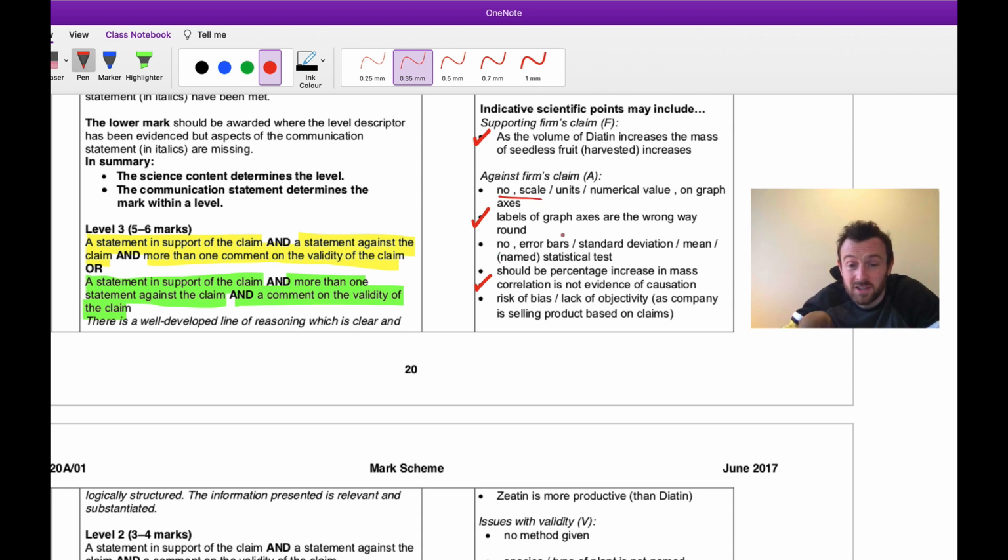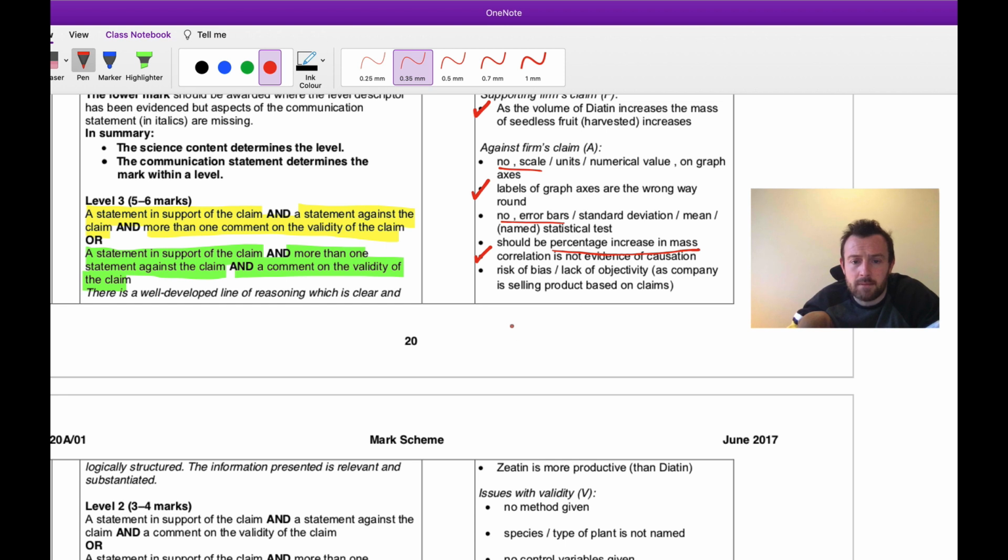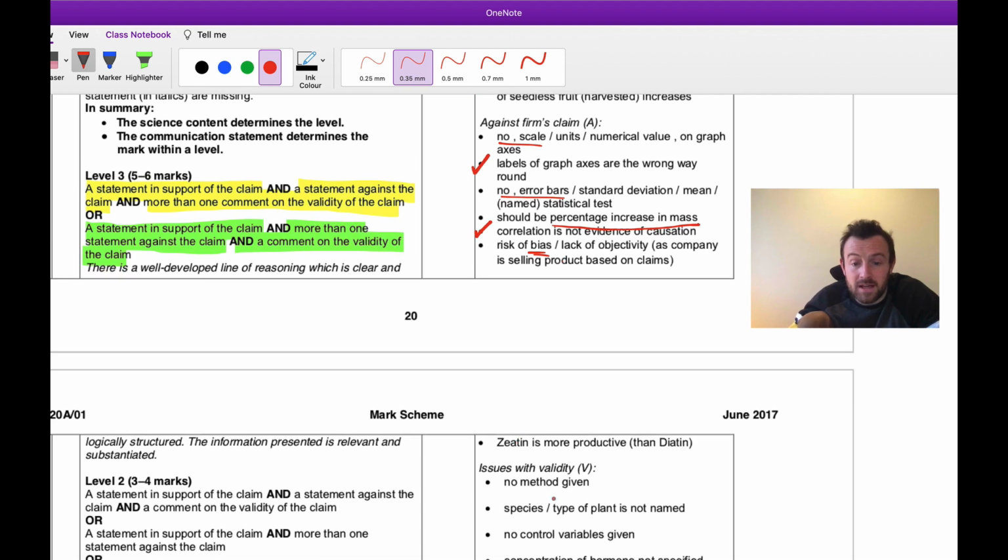There's no scale, no error bars. Should be percentage increase instead of just mass. All those things I missed out. Very silly. Bias, yeah, because it's a commercial company trying to sell its own stuff. I did talk about this.